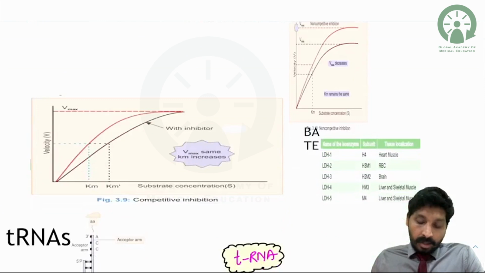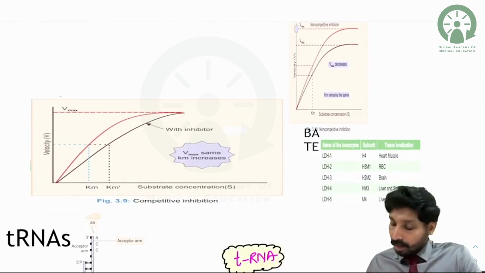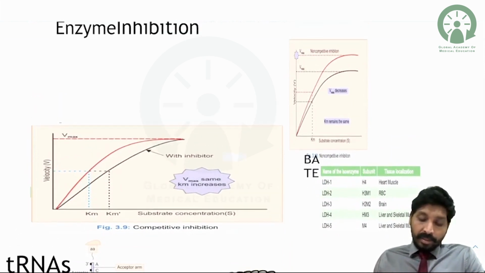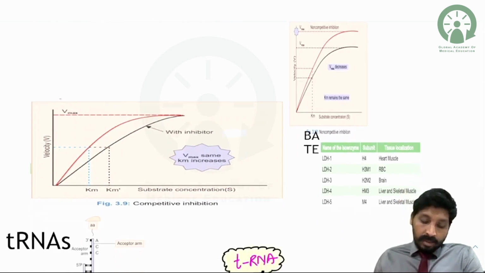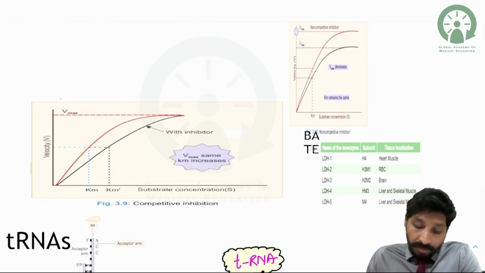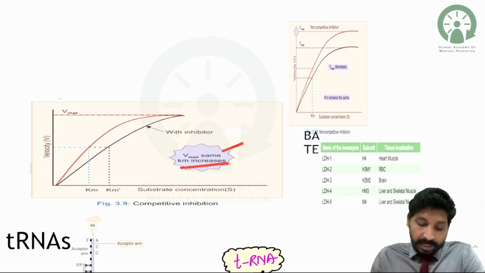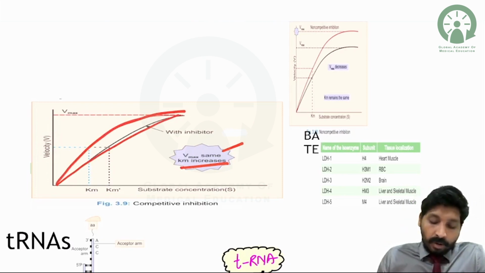Enzyme inhibition, if you make out: competitive inhibition, uncompetitive inhibition, and non-competitive inhibition. So Km values and Vmax values are supposed to be known. Competitive inhibition is again a favorite topic for questions. Vmax is the same in competitive inhibition, Km increases. If you see here, this is the normal one. In case of a competitive inhibitor, Km will be increased and Vmax will be the same.